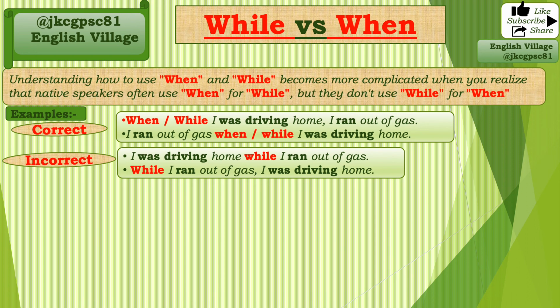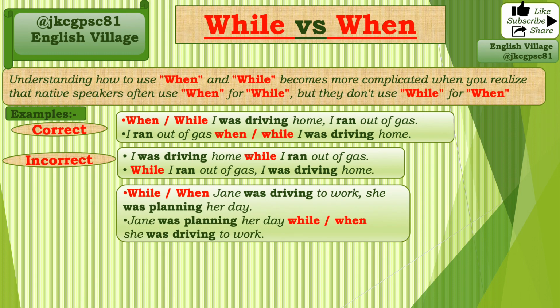Instead, we have to use when because we are referring to a specific point when I ran out of gas. While is the incorrect way of using it here in this sentence with I ran out of gas, that past simple sentence. Because a past simple sentence is referring to a specific point, not referring to the duration, the period of time. So while is more referring to the duration and period of time, something that happens over a period of time. That's why while is used with past continuous or any other continuous tense.